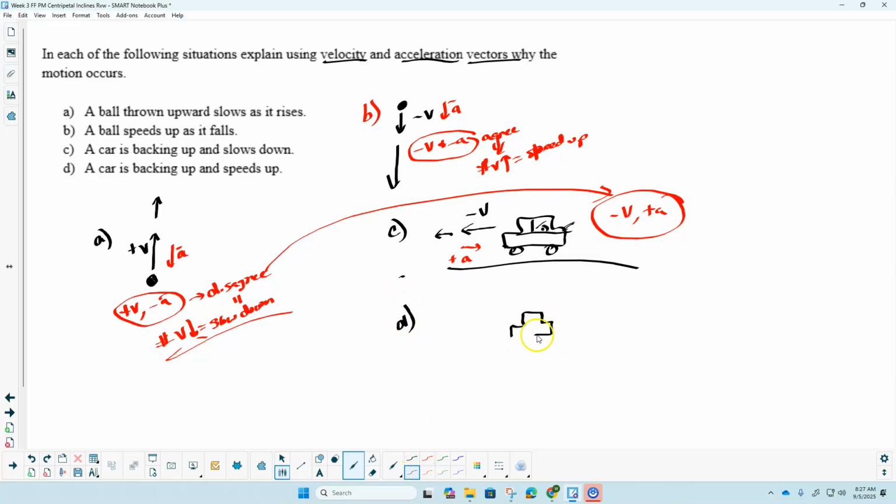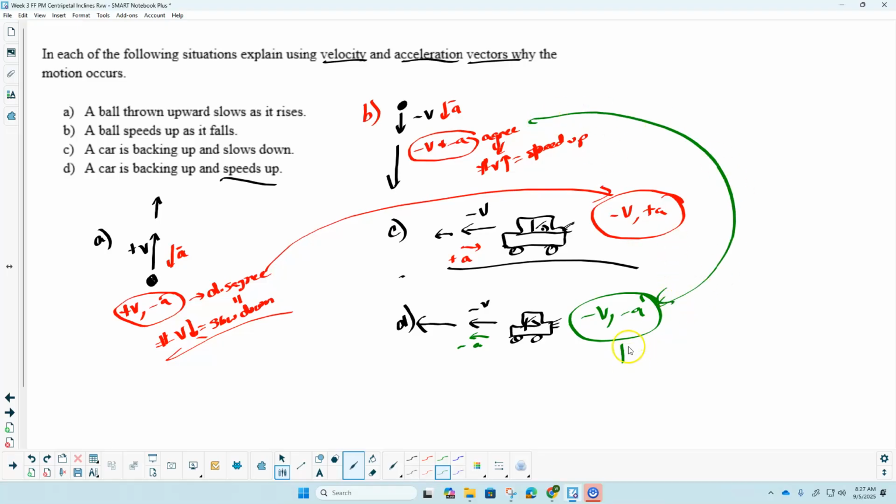Same car this time, still facing to the right. So it's backing up again, so it's got a negative velocity, but this time the arrows are getting bigger because it's speeding up. So in order to do that, we would have to make our acceleration go in the same direction. So we have a negative velocity, negative acceleration. They agree. Agreement means increasing velocity.